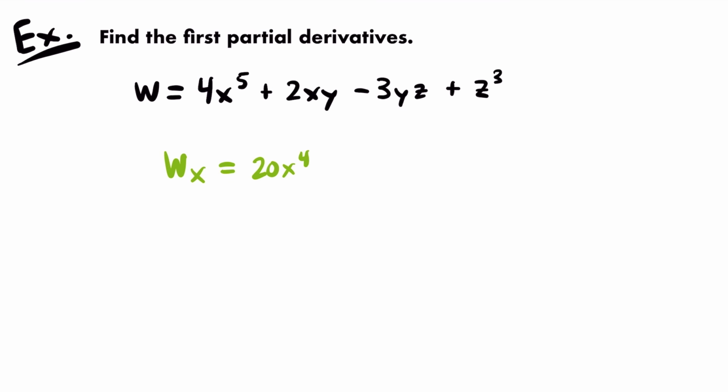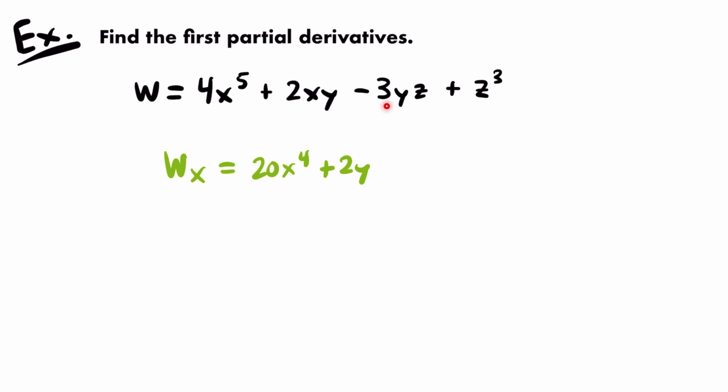Then for the second term, we have 2xy. Remember, we're differentiating with respect to x, so hold y constant, treat it as if it were any other number. It's just some constant times 2 times x to the first power, and the derivative of x to the first power is just equal to its coefficient, or the numbers being multiplied by it. In this case, that would be 2y. All right, so we're left with 2y.